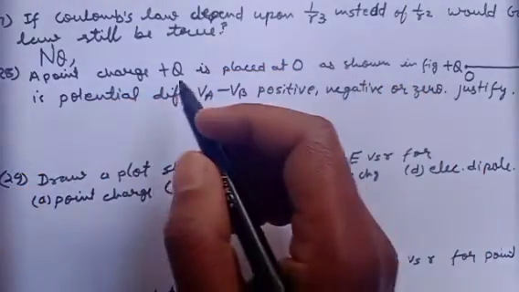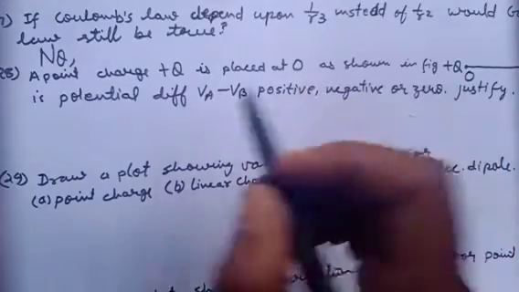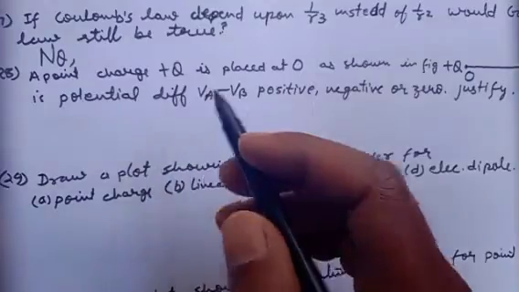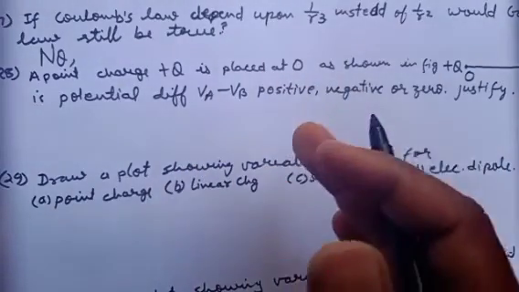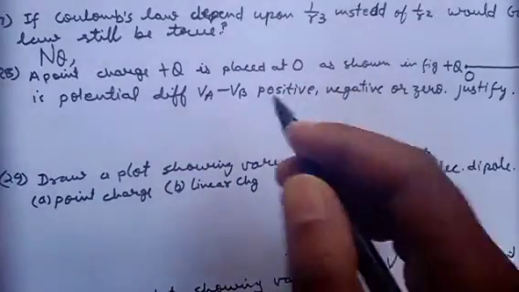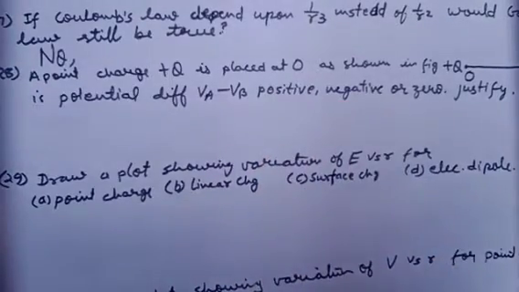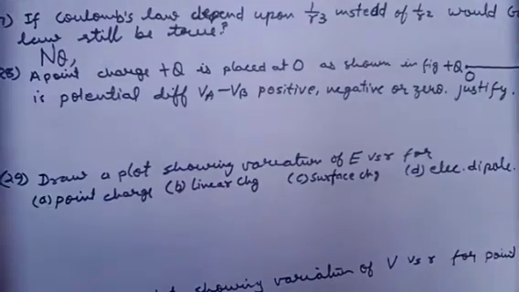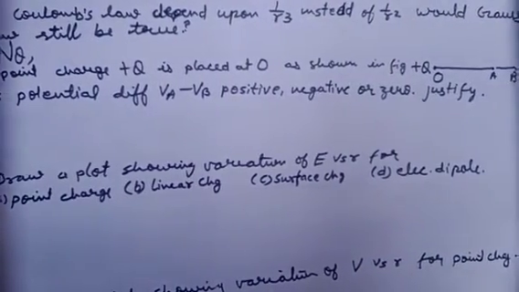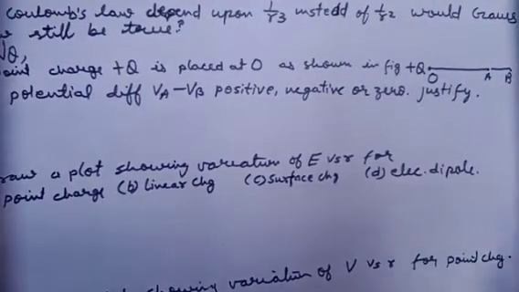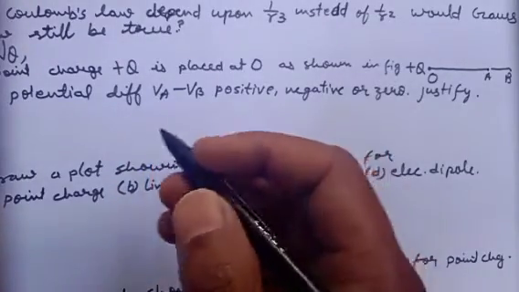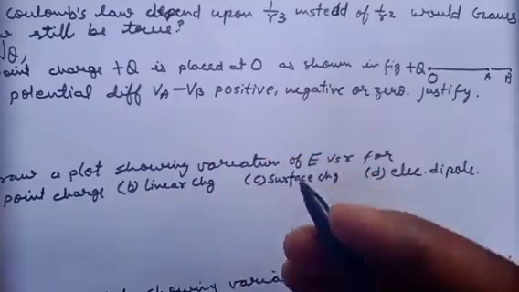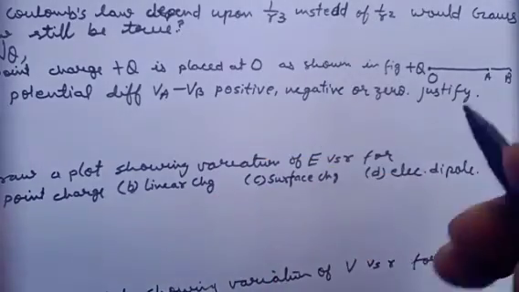A point charge plus Q is placed at O. Whatever I'm doing for plus Q charge, you can do for negative Q charge also, then the answer would be reversed with sign. Placed at O as shown in figure. Find potential difference VA minus VB. Is the potential difference VA minus VB positive, negative, or zero? Justify. We don't have to just write the answer by fluke, we have to justify it also.